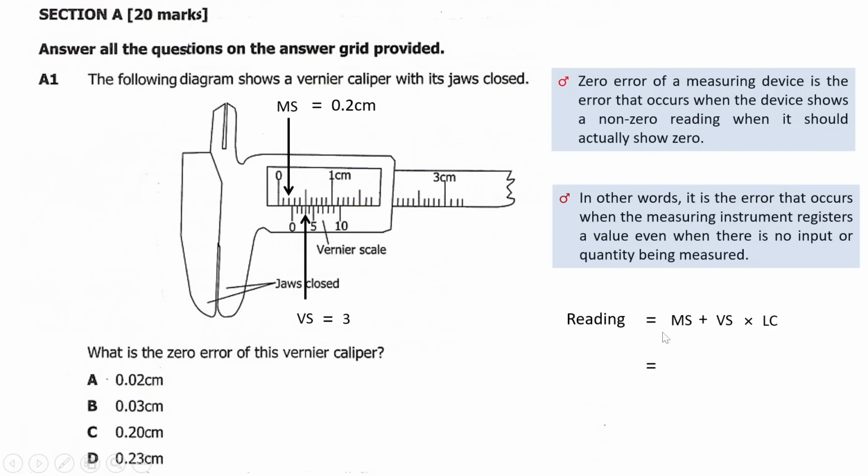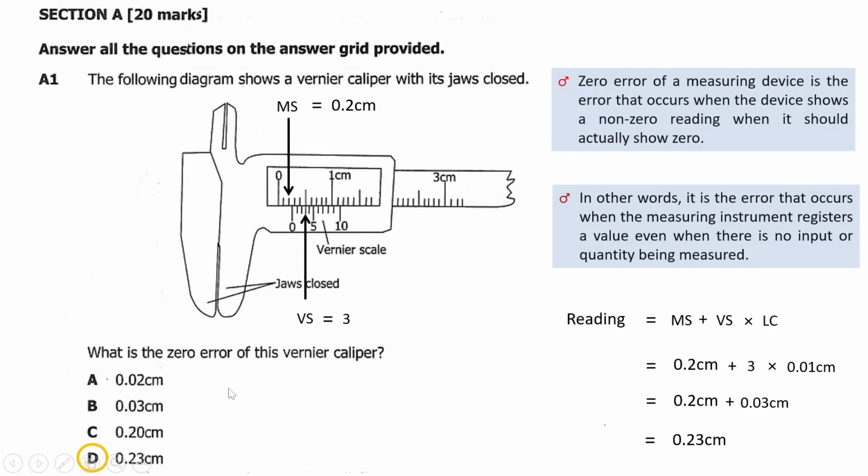You say equals main scale, it is 0.2 centimeters, then plus VS, which is vernier scale, it is 3. You put 3 times least count. For a vernier caliper in centimeters, it is always 0.01 centimeters. Then you say equals, put the value as it is, plus, first multiply 3 times 0.01 centimeters, where you get 0.03 centimeters. Then you add 0.2 centimeters plus 0.03 centimeters, you get 0.23 centimeters as the answer. So the answer here is actually D.